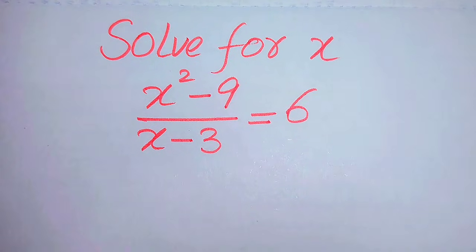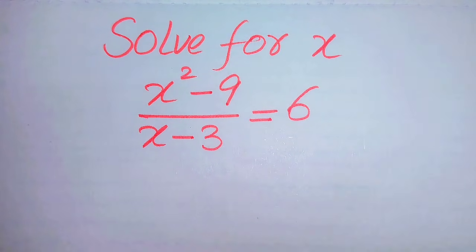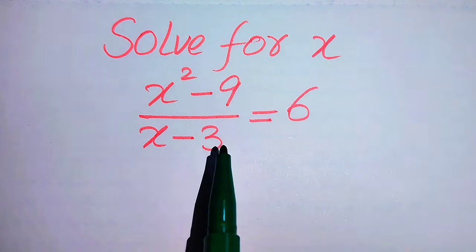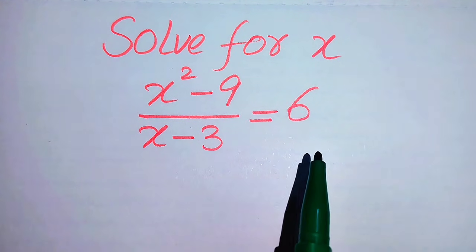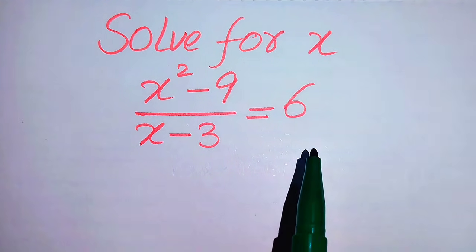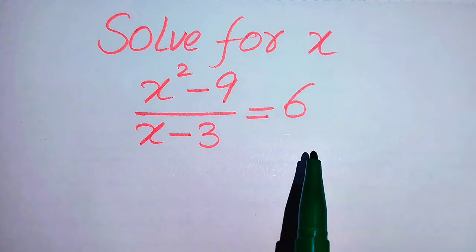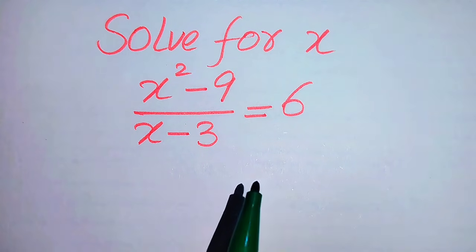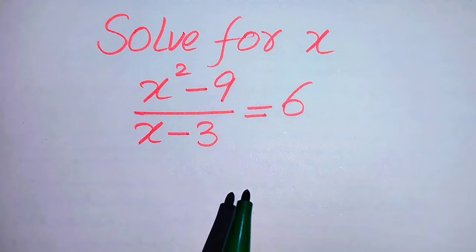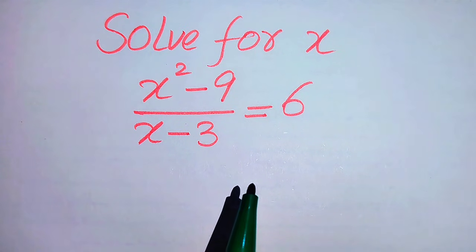Hello everyone, how to solve this problem for the values of x if we have (x square minus 9) divided by (x minus 3) is equal to 6, and we solve this problem for all the values of x. So here first we need to find all the roots of this equation, and at the last we will verify which of the roots are solutions and which of the roots are extraneous roots.